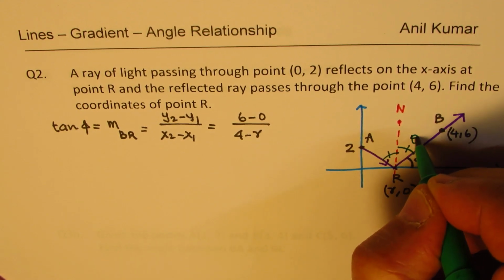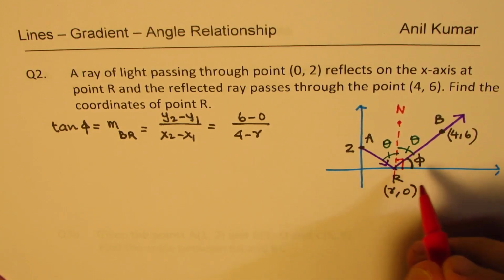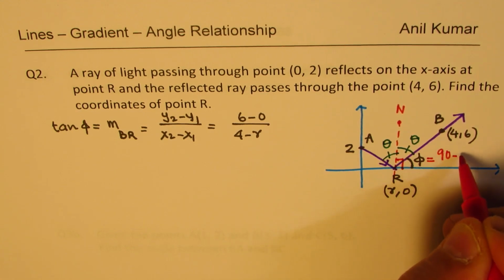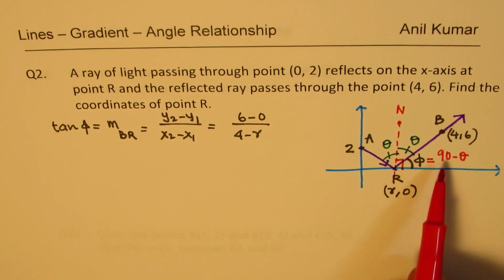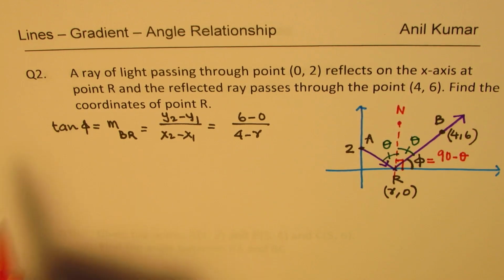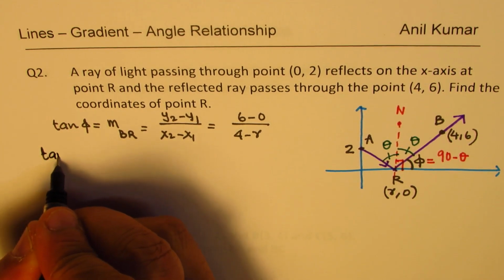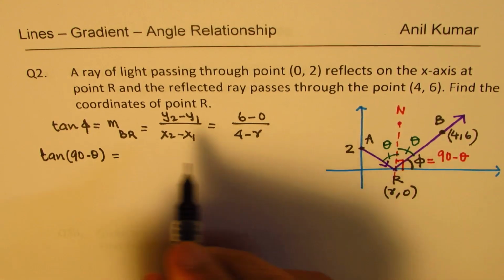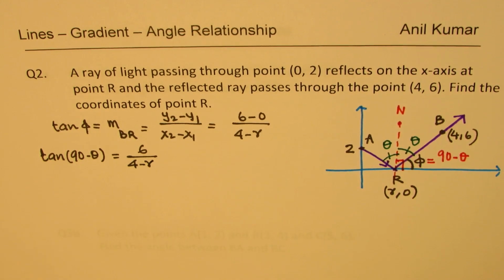Correct? So let's say this angle is theta. In that case, this is also theta. Well, we also know that this total angle is 90. That means phi is equal to what? Phi is equal to 90 minus theta. Is that correct? So the angle phi is 90 minus theta. So I could write on the left side, tan of 90 minus theta is basically equal to 6 over 4 minus r.